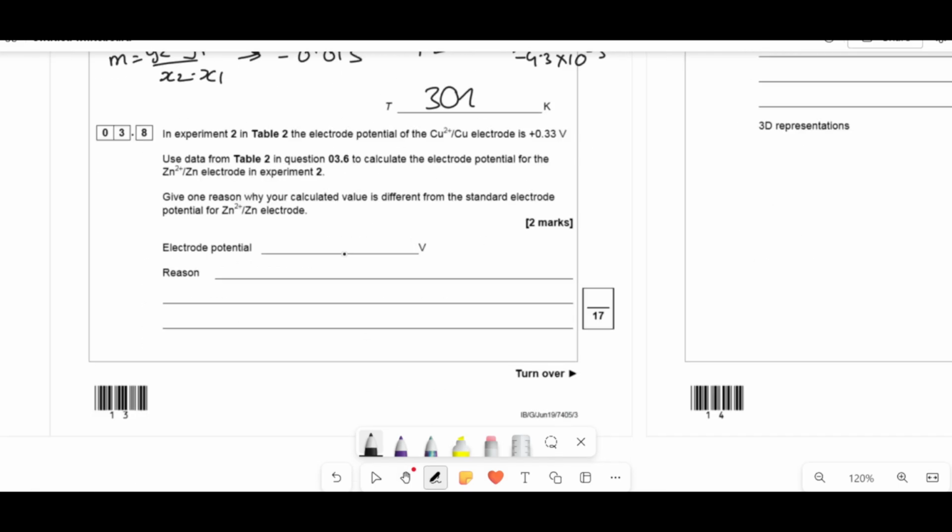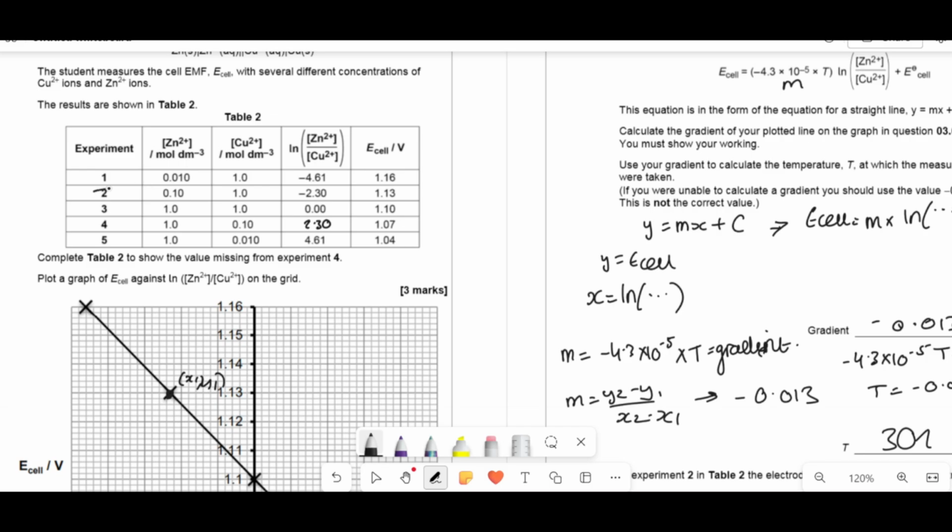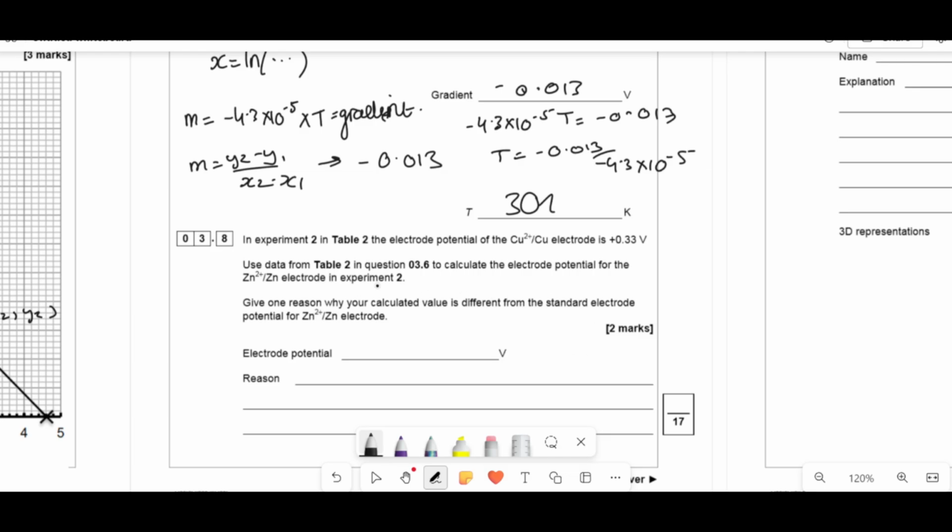There you go. So now it says in experiment 2 in table 2, the electrode potential of this Cu2+ Cu electrode is that. Use data from table 2 in question 3.6 to calculate the electrode potential for the Zn2+ Zn electrode in experiment 2. Give one reason why your calculated value is different from the standard electrode potential for the Zn2+ Zn electrode. Fine. So here they've told you this is experiment 2, and they want you to find the standard electrode potential for the Zn2+ electrode.